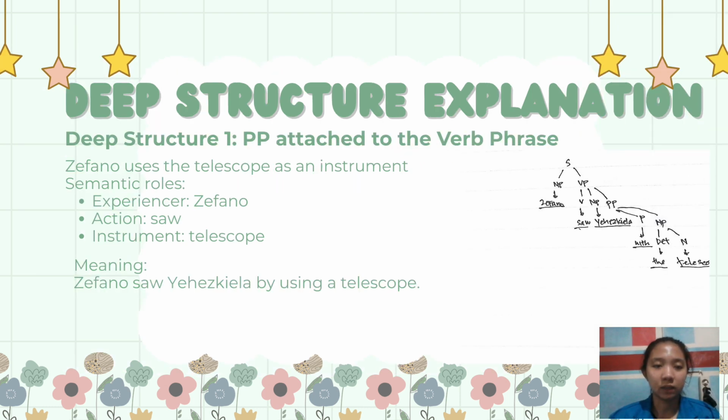Deep structure 1. PP attached to the verb phrase. Stefano used the telescope as an instrument. The semantic roles are experiencer as Stefano, action for saw, and instrument for the telescope. The meaning is Stefano saw Zehiclia by using a telescope.